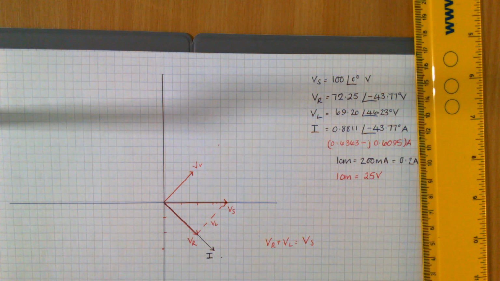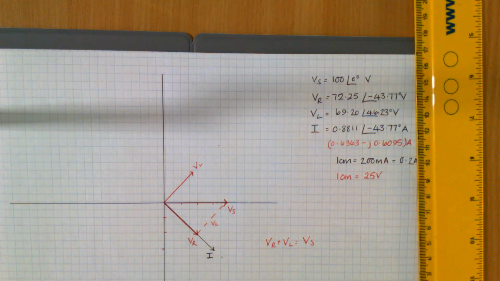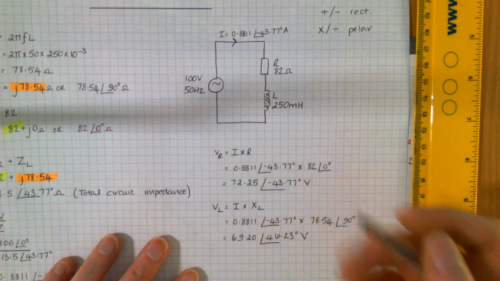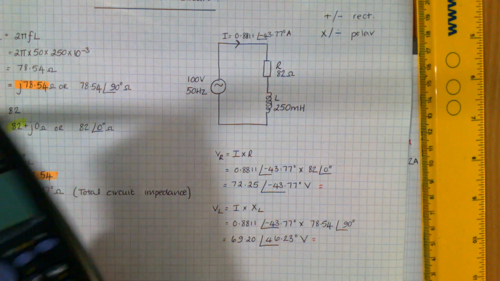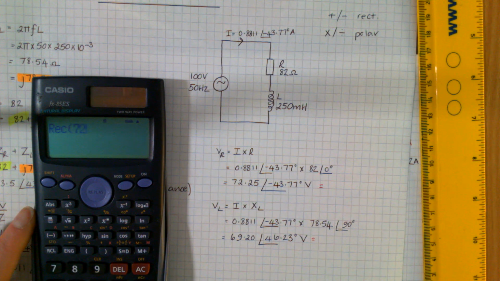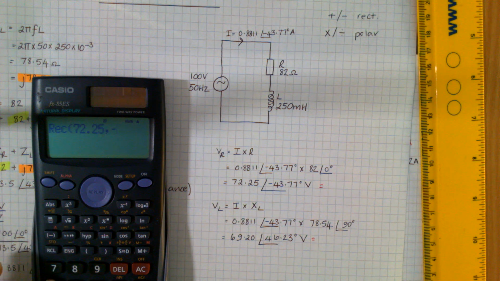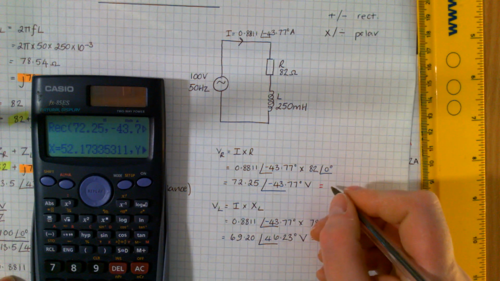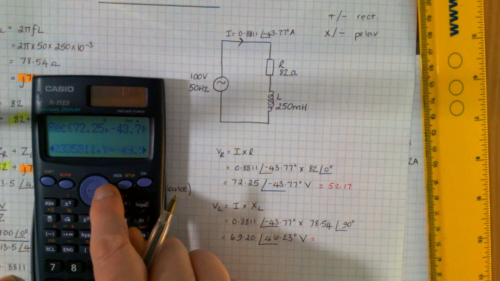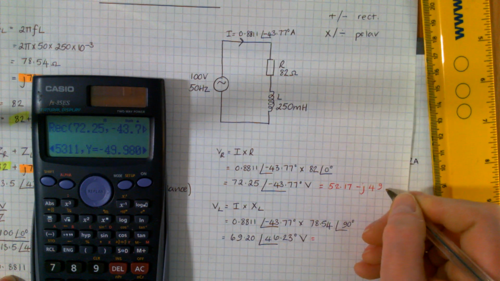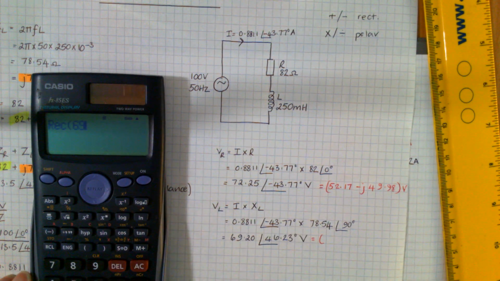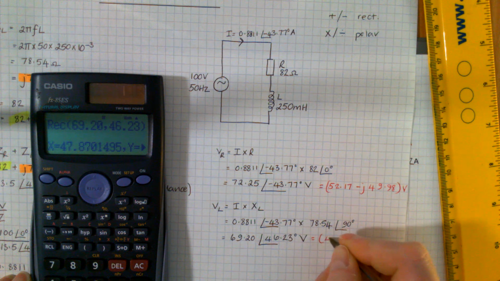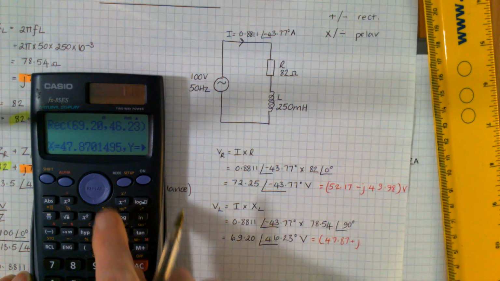And if we go back and check it again, looking at our values of VR and VL, if I convert these two values into the rectangular form, going into rectangular form, you go shift rec, gets you 52.17 minus j 49.98. And for your other one, 47.87 plus j.